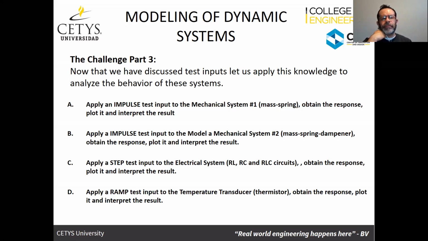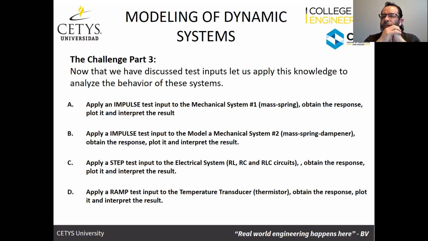Okay, thank you. And so we're talking about the different types of test inputs that we have for modeling and analyzing dynamic systems. We had already found the mathematical models and transfer functions, in some cases, of different types of systems. We talked about the mechanical system, the first type of which was the mass spring system. Then we'd also talked about another mechanical system where, besides the mass and the spring, we had added the dampener. And we had talked about three different types of circuit systems, RC, RL, and RLC.